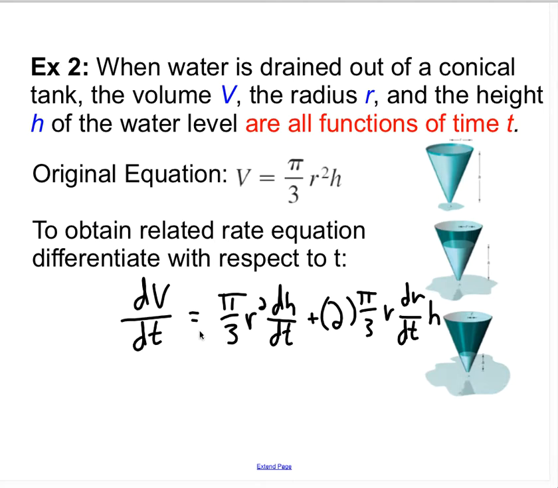So again, differentiate each piece separately. This becomes dV/dt. Then I have my product rule over here. So first I rewrote the pi over 3 times r squared, and I took the derivative of h, which is just 1 and dh/dt because of my chain rule. And then I did the other term. Multiply by 2, drop the exponent by 1, dr/dt, because I just took the derivative of r, and rewrite the h.